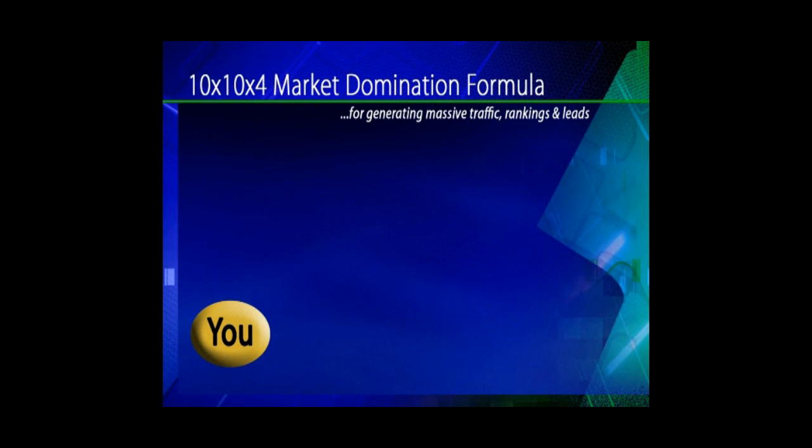Now, getting back to the screen, I want to explain a few things about distribution to you before we get into the 10 by 10 by 4 formula. And this is how I made a fortune online and how anyone can. So here you are, the You button, okay? And that just represents you right now. And somewhere out there is a pot of money. That money, you can have it, but you need to know how to get to it.